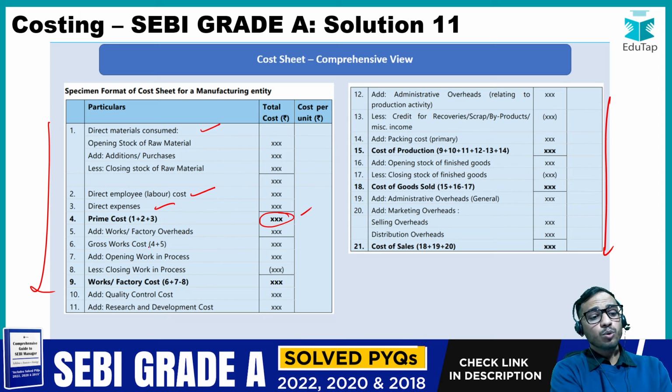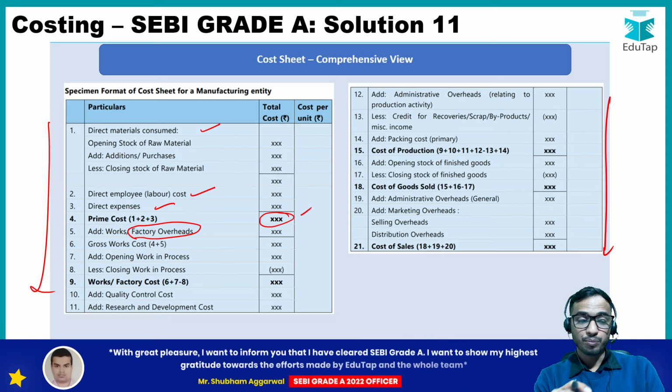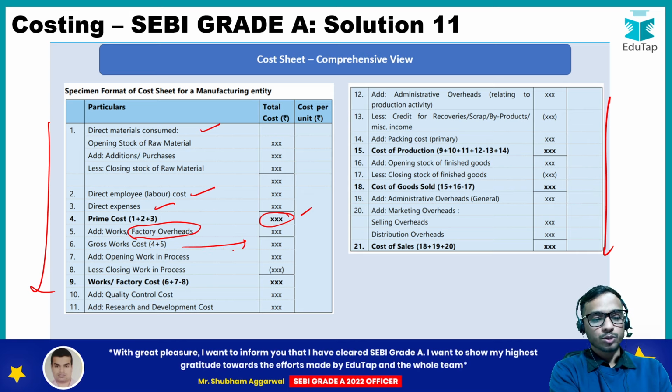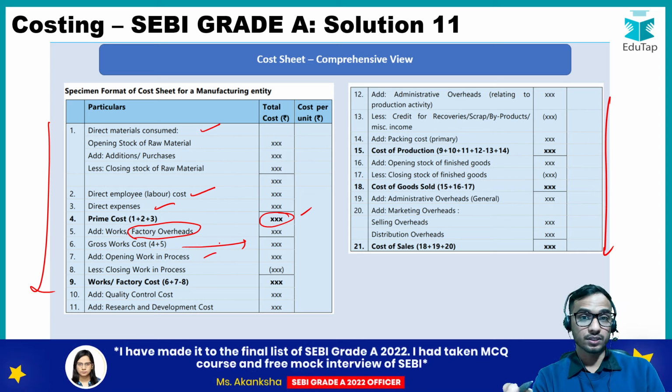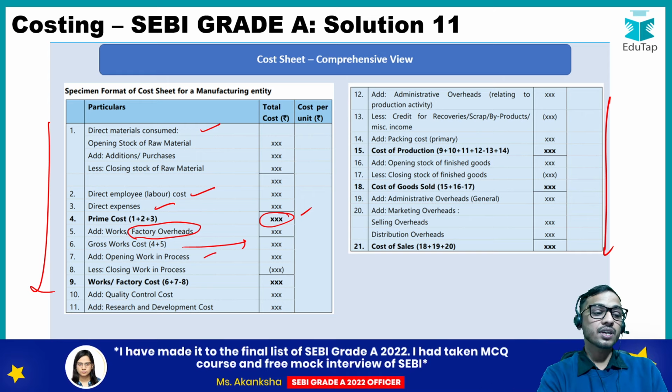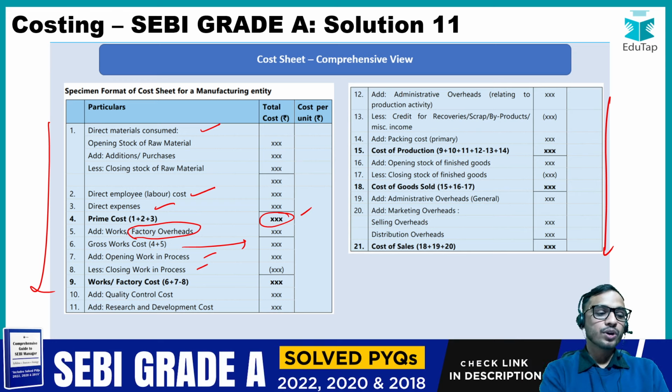Now you need to add factory overhead. See, factory overhead is written here. Whatever overheads are related to factory, that is being added here. Then you get gross works cost. Then please remember here, you add opening work in progress, and you deduct closing work in progress. Then you get your net factory cost or works cost.